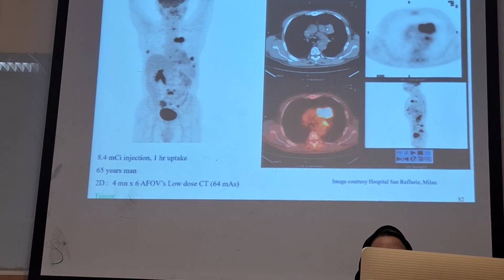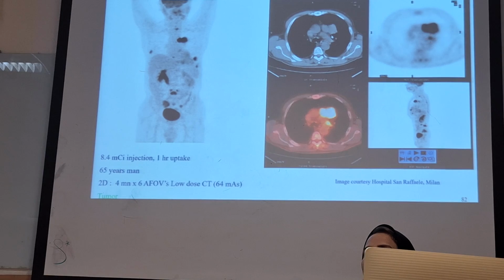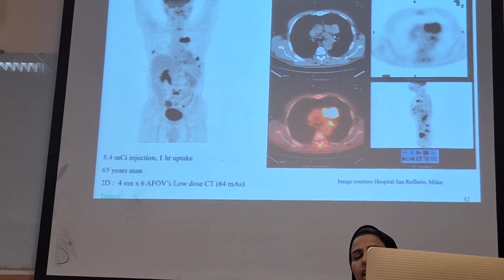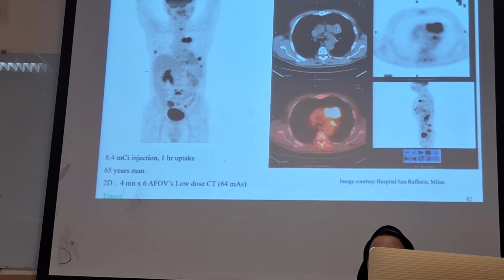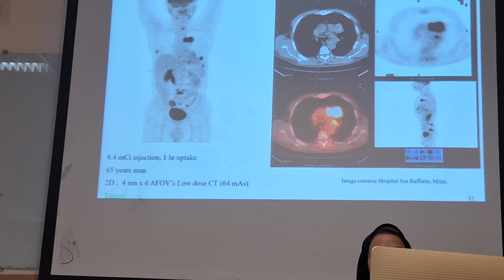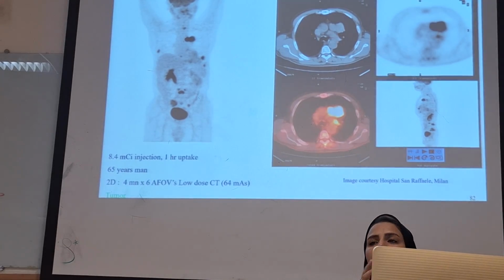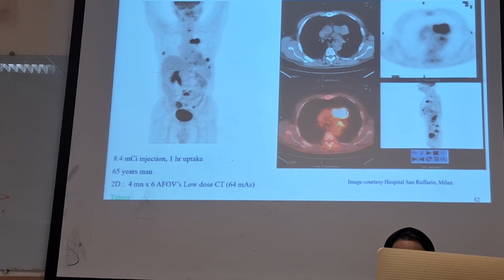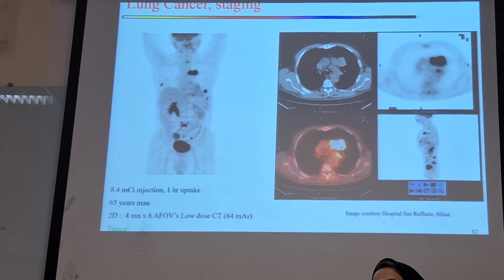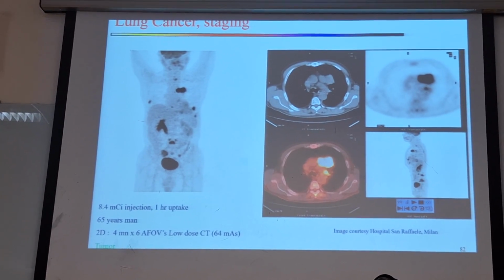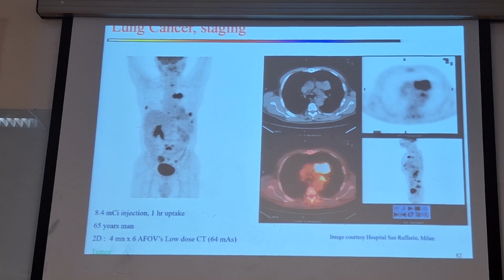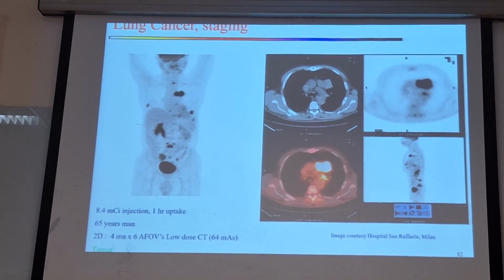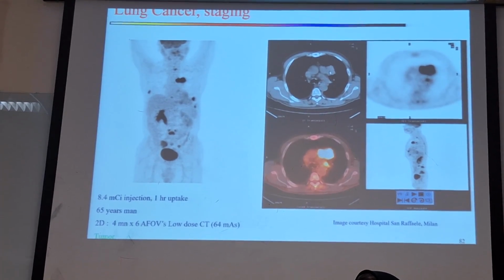In the CT scan, I just see the anatomy, but I don't know where we have more metabolism. But if I combine or fuse the PET and CT, I can see that here we have more metabolism, and I know, for example, maybe we have cancer here, but in the CT scan I don't know.